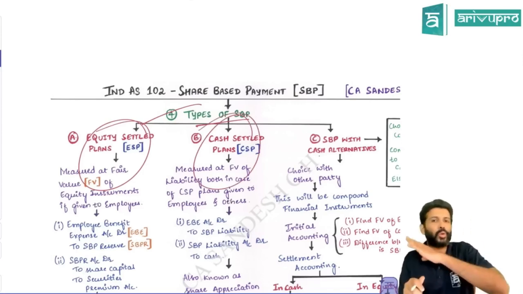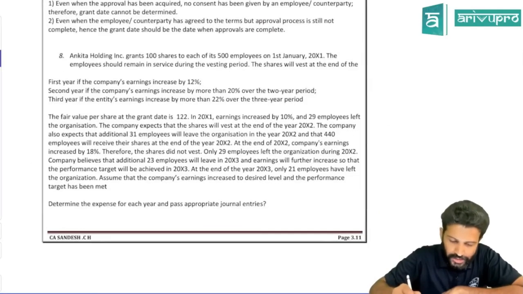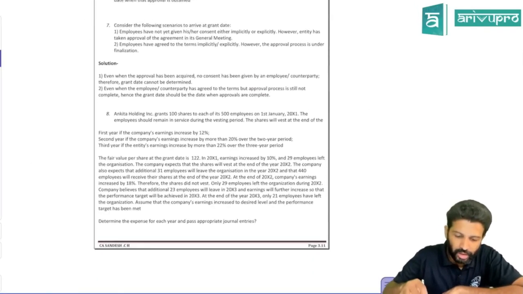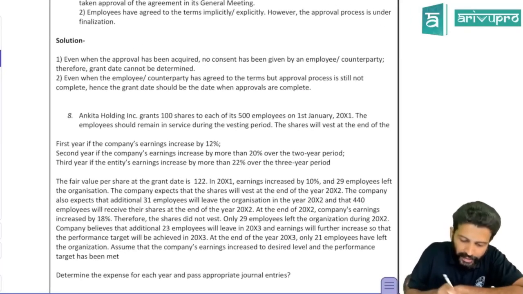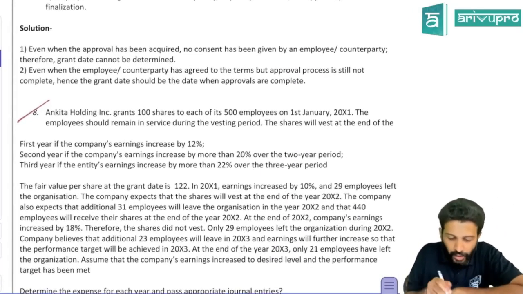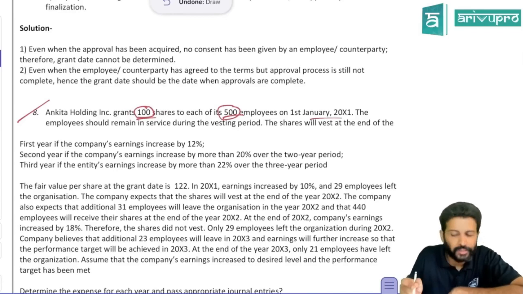So let's do one thing. For the equity settled plan, we'll run through one question and quickly understand how that particular working works. As and when we learn the concept, we'll do one question also. I think that will be more appropriate. So maybe we'll take up this question. Ankita Holding grants 100 shares to each of its 500 employees on 1st January 20x1.